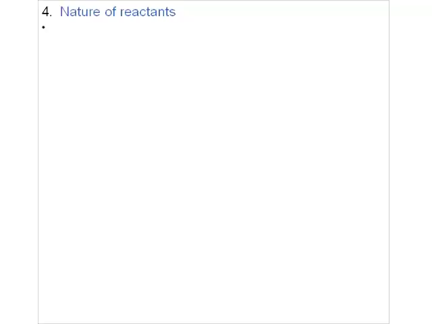The next thing we're talking about here is nature of reactants, and this refers to the nature of what we're mixing together. What state they're at, whether they're solid, liquid, or gas. What types of bonds are happening, whether it's ionic, covalent, network covalent.